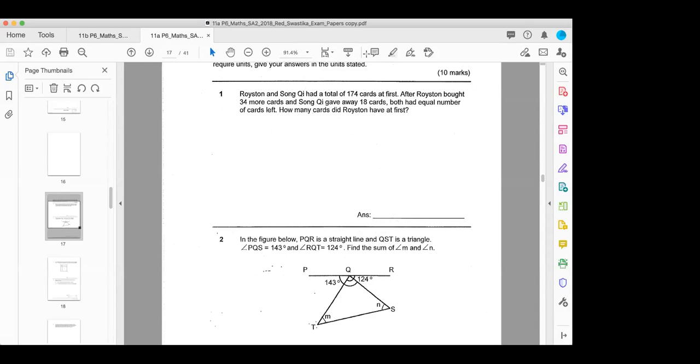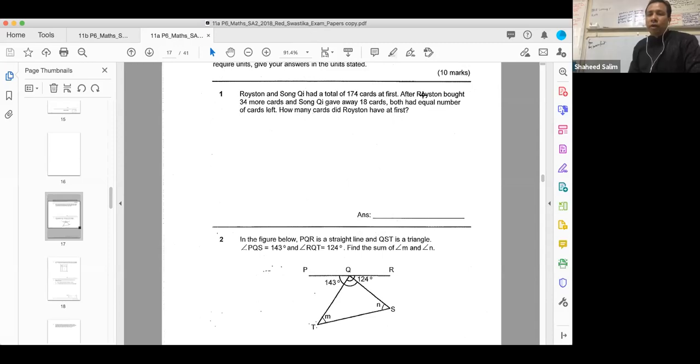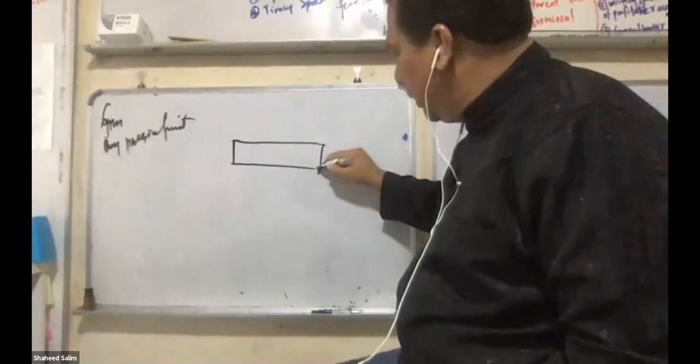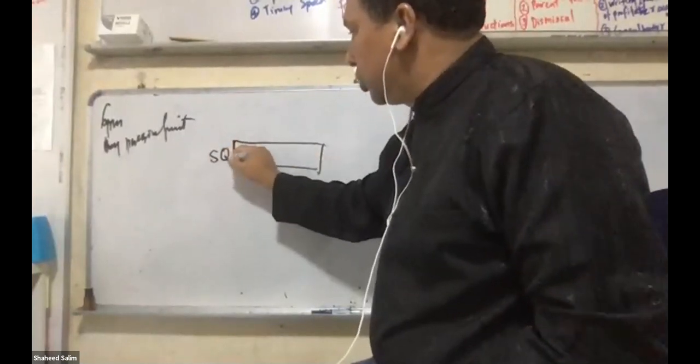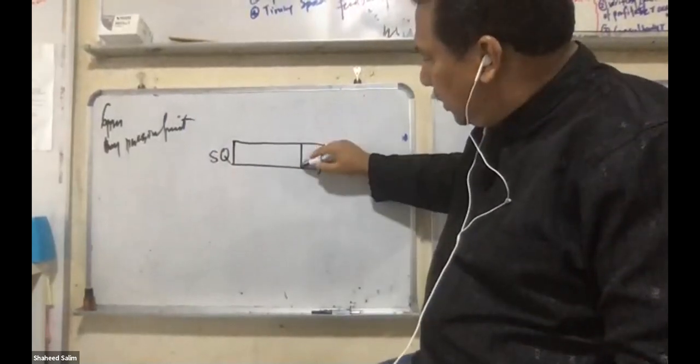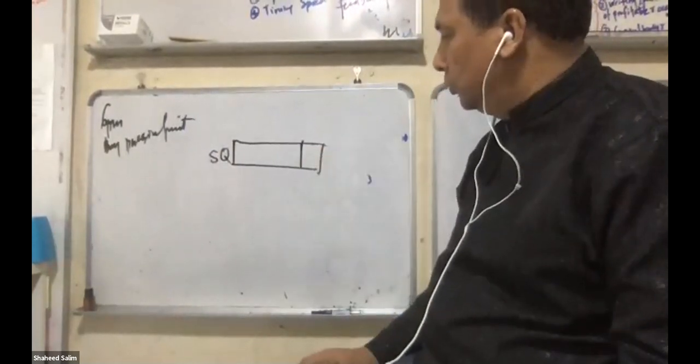You got 61. Okay, so who has more in the beginning? Royston had to buy some cards. Songchi gave away cards, then both of them are the same. So Songchi must have more. So now this is how it is. We can draw down here SQ. SQ is also known as Singapore Airlines. So down here is the more part.